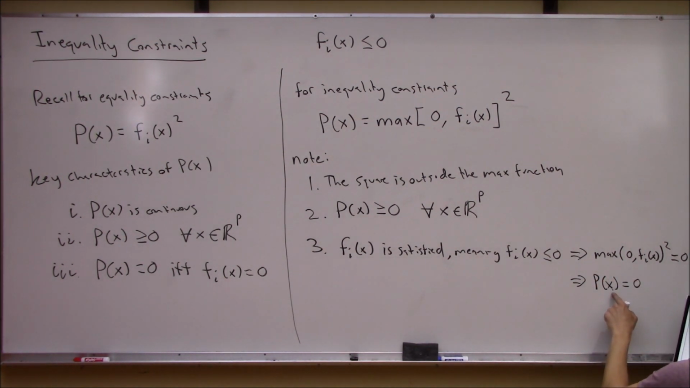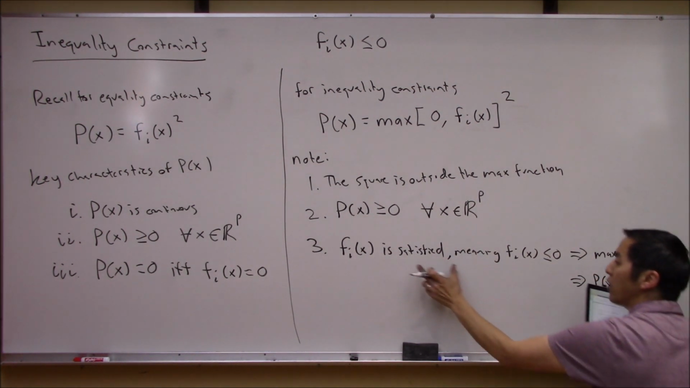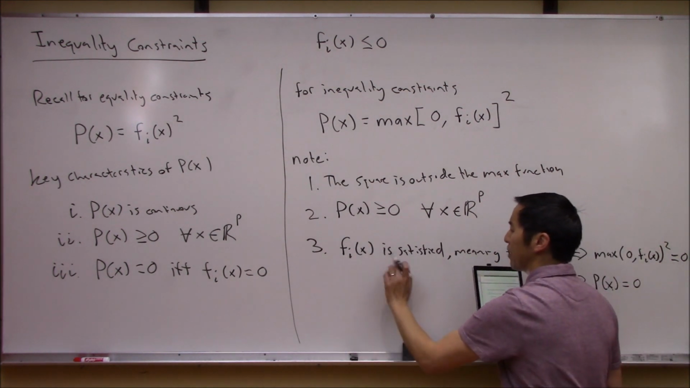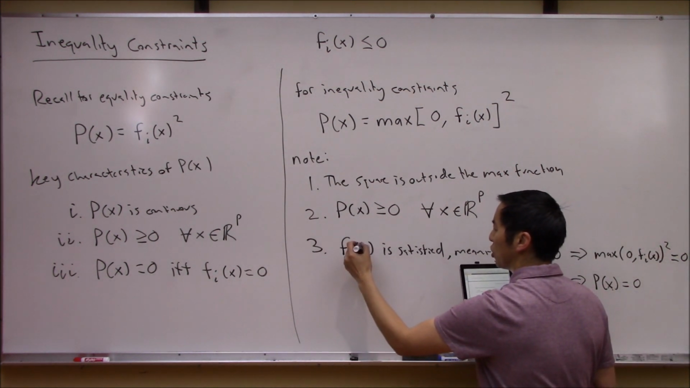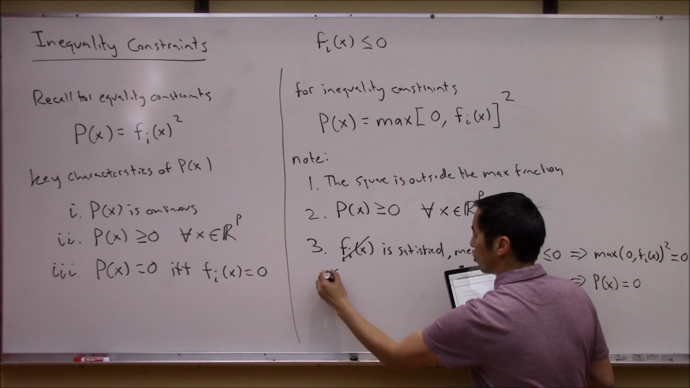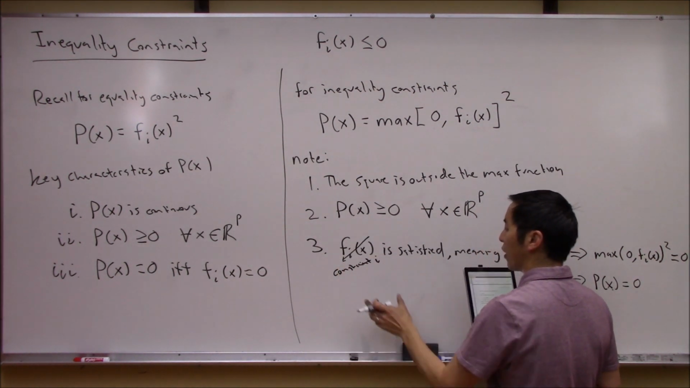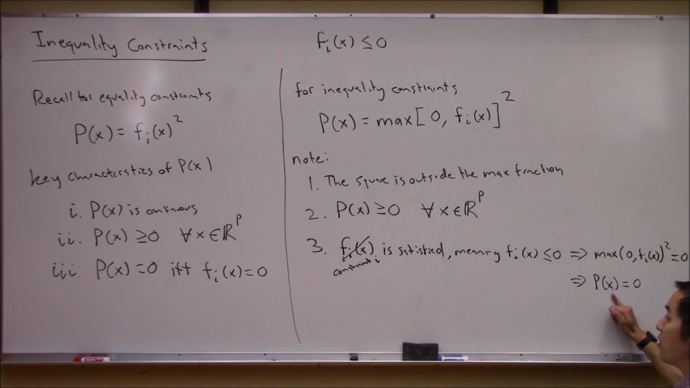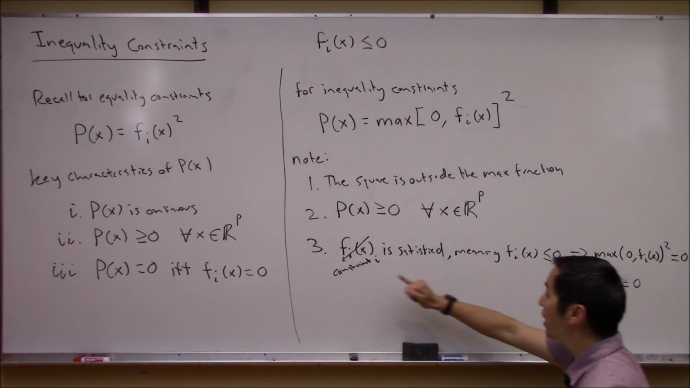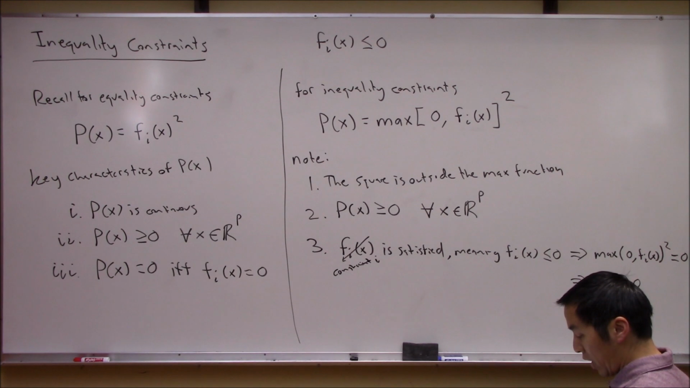So the penalty function is 0 when you satisfy the constraint. And again, maybe this is a little confusing nomenclature. Maybe we should say constraint i is satisfied. So this penalty function evaluates to 0 when constraint i is satisfied, okay?